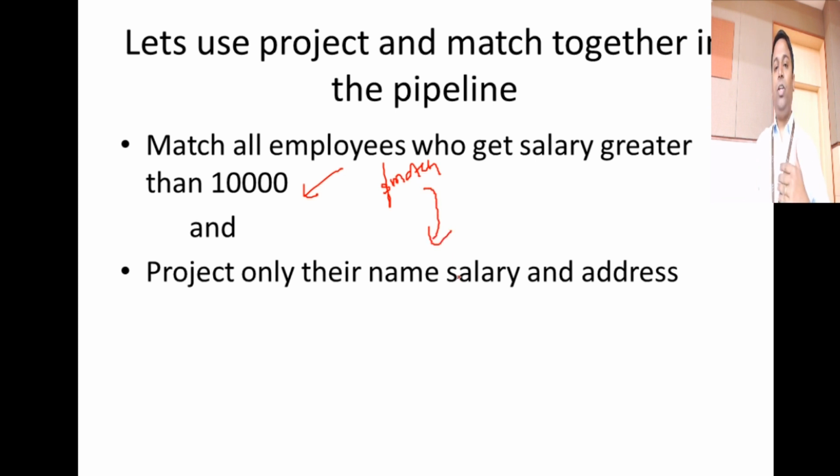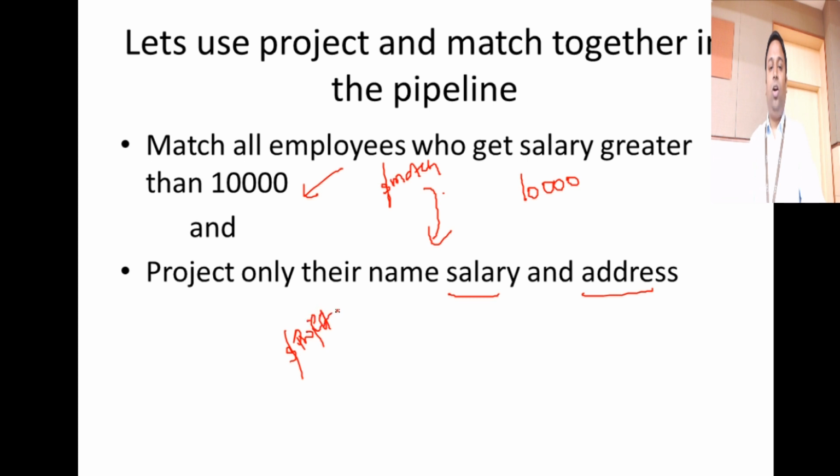Only for those employees you project their salary and address. So this match will match only employees who are getting a salary greater than 10,000, and it will send all those filtered records to the $project stage. What $project will do is project their name and address, I mean name, salary and address. So let's go and see how to use project and match together in one aggregate method.